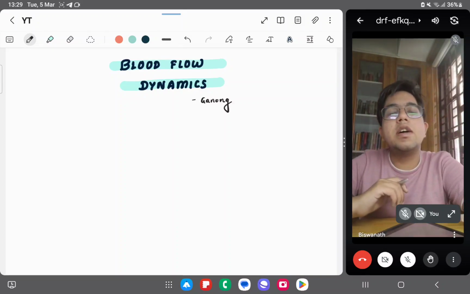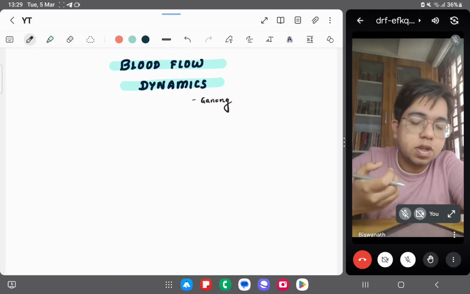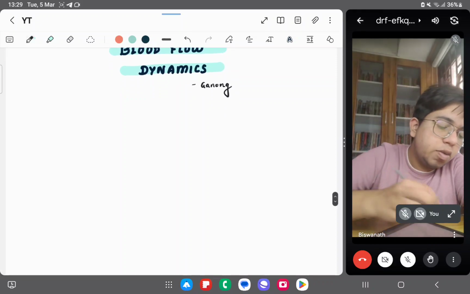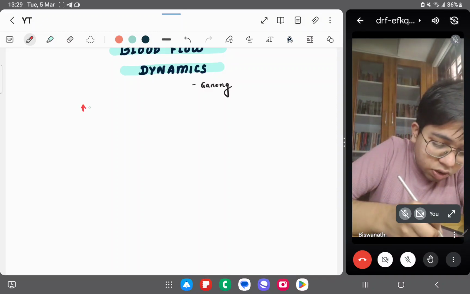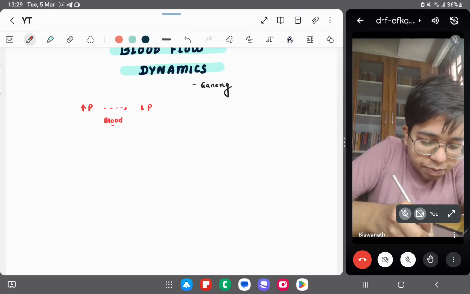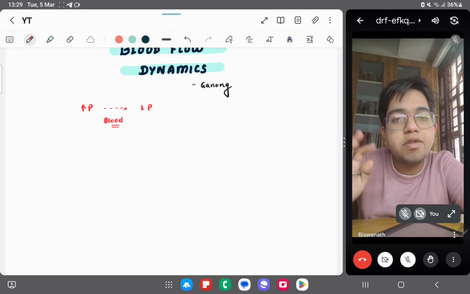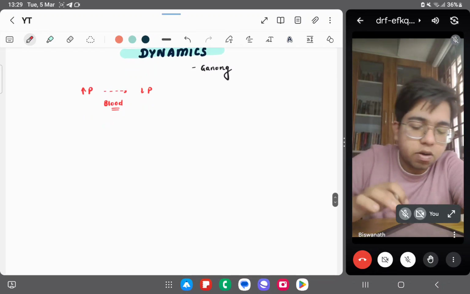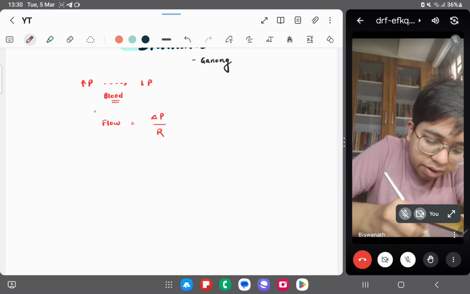So let's start. We know in a vessel, the blood flows as water also flows and air also flows in such a manner, because blood is a fluid, right? So blood flows from a region of high pressure to a region of low pressure. And how do we calculate the flow? The calculation of flow is dependent upon the pressure gradient as well as the resistance suffered by the vessel. So flow is calculated by delta P by R.